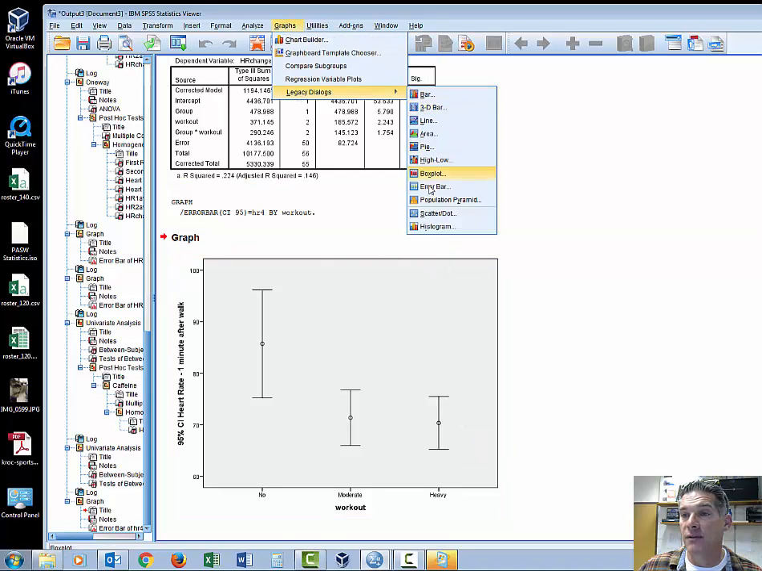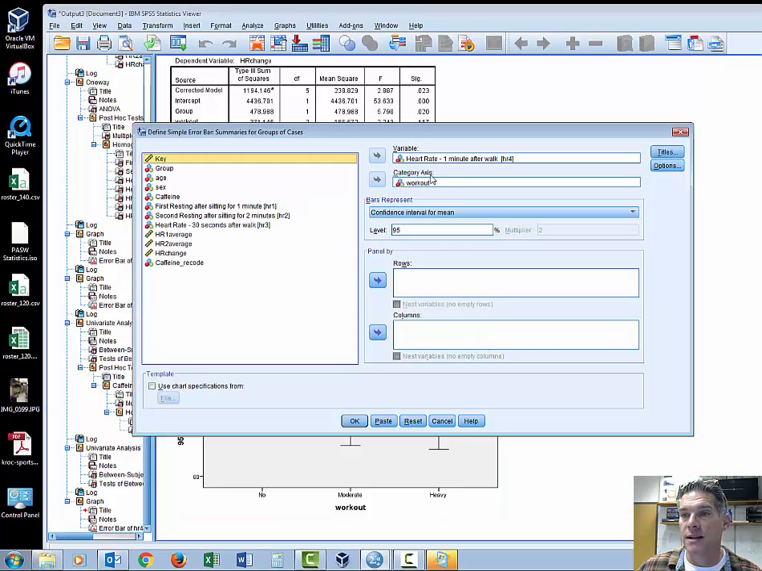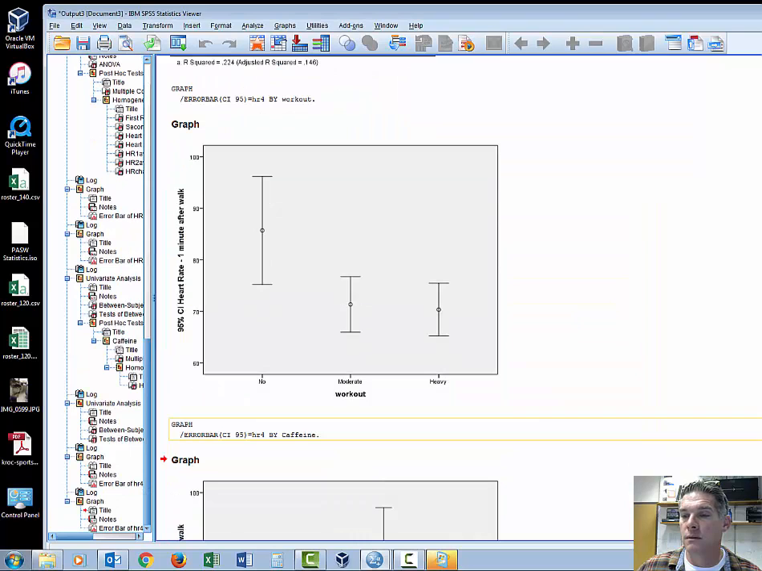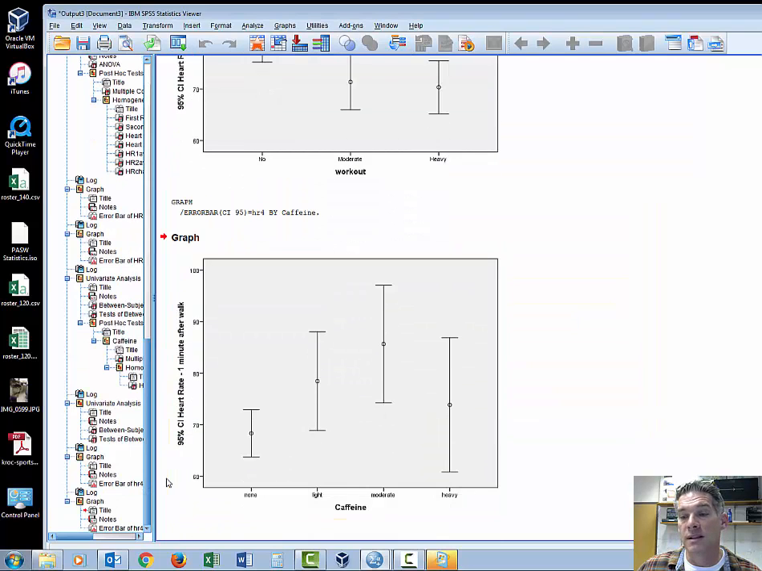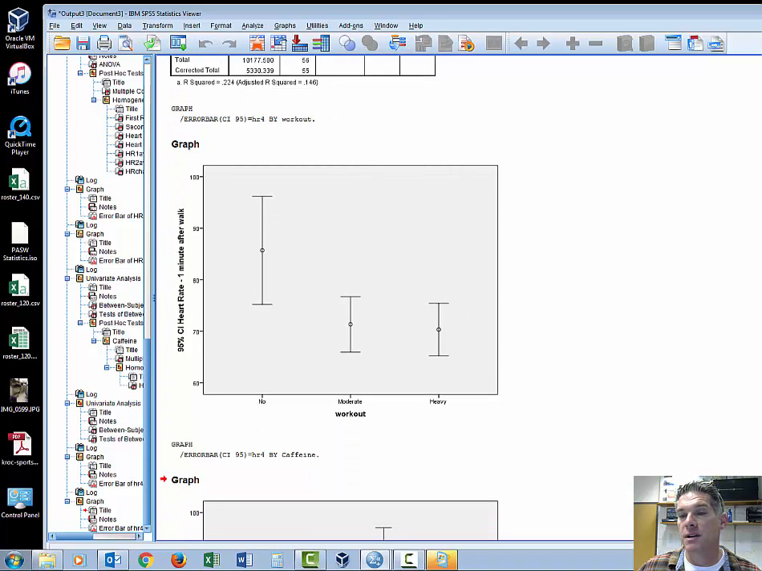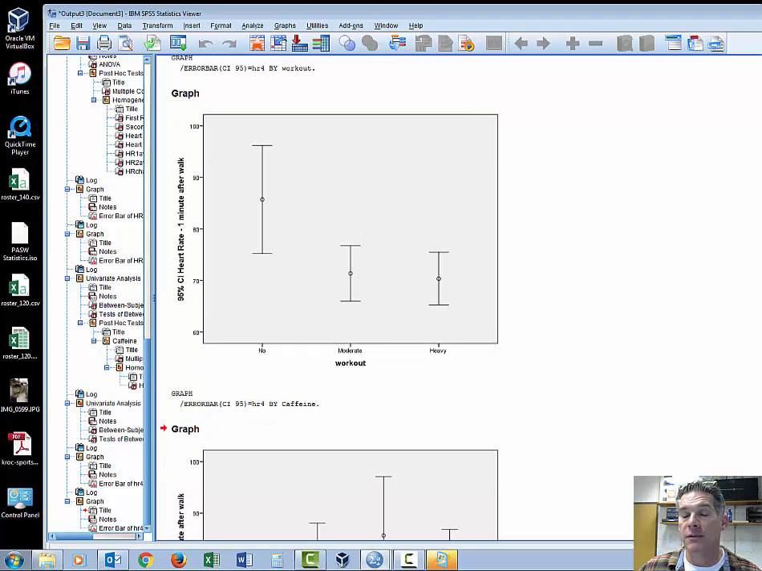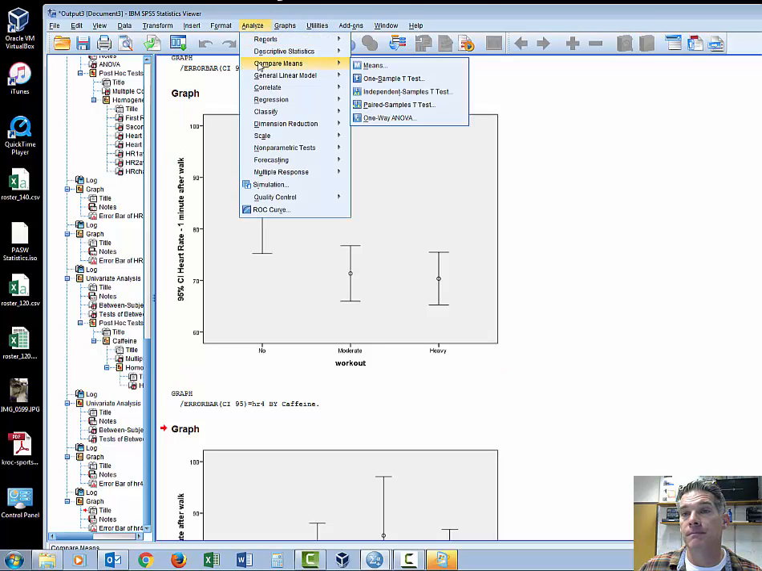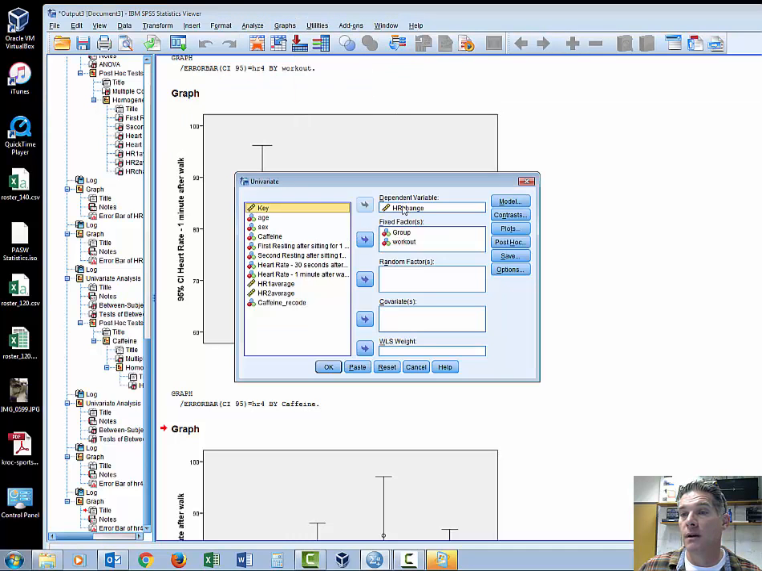And then we can do the same thing for caffeine. I'm going to guess that it's the opposite. Seems to be the opposite, except for these people. But see, the direction goes up this way. The direction goes down this way. So working out seems to affect your resting heart rate after you sit down for a minute after your workout. I mean, after your little walk. Let's see if it interacts. Last one.